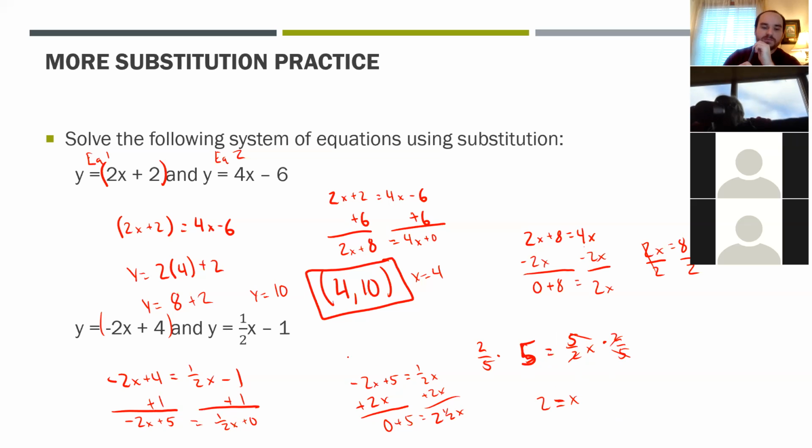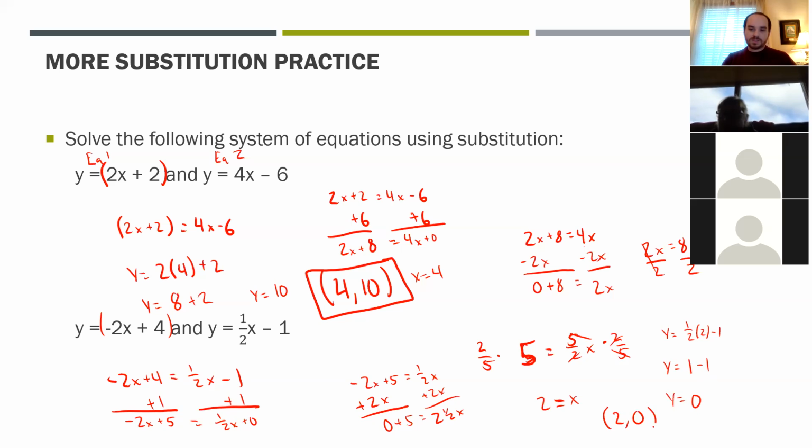Now, which one do you guys want to put that in for? Equation 1 or equation 2? Equation 2. All right. So we have y equals 1/2 times 2 minus 1. What is 1/2 times 2? Yep, 1. And 1 minus 1, everybody should know that one. y equals 0. Good. So we have x equals 2. We have y equals 0. Our point is 2, 0.